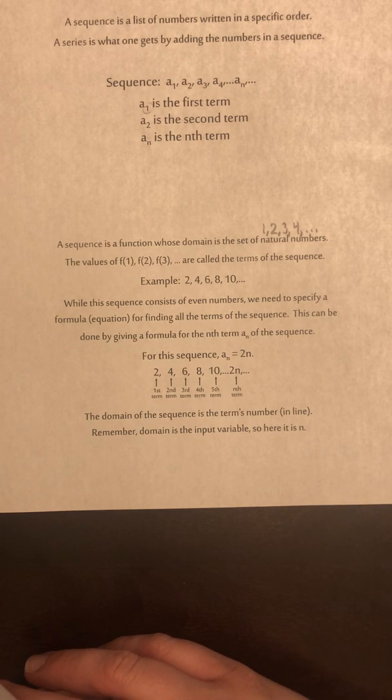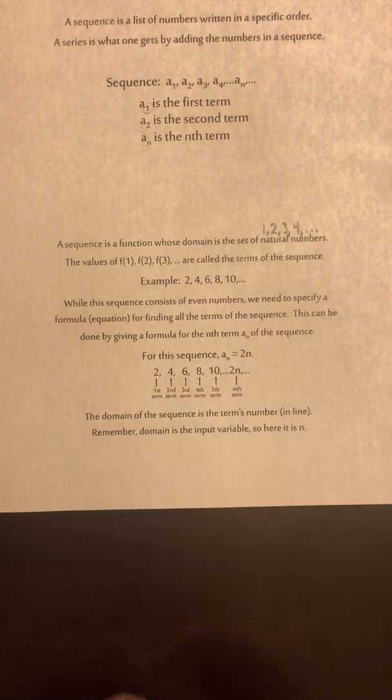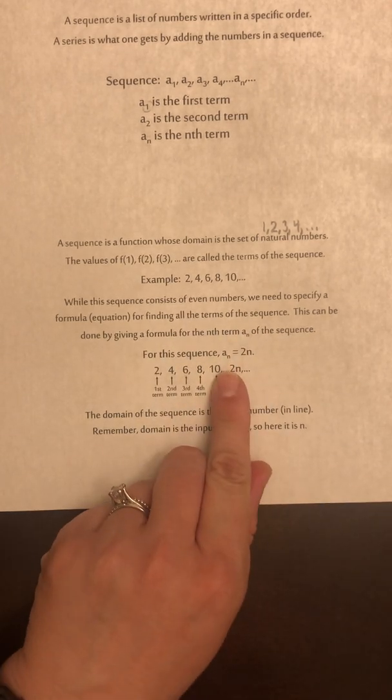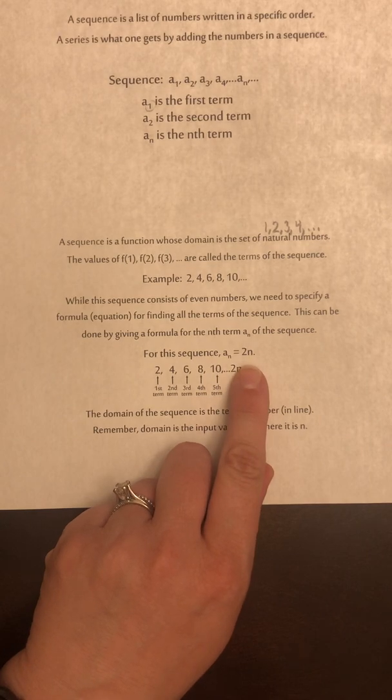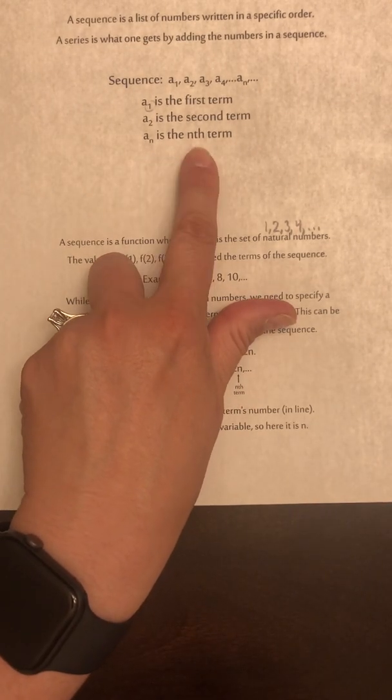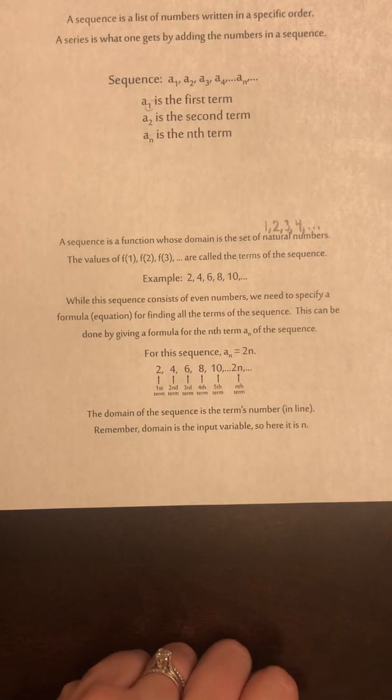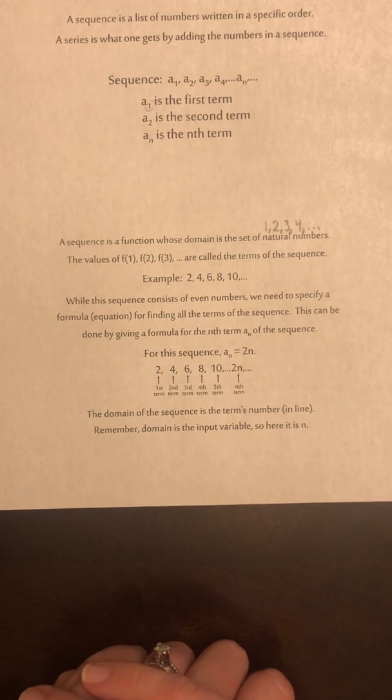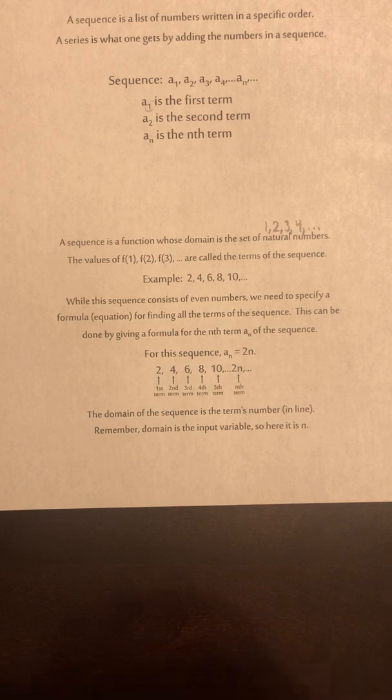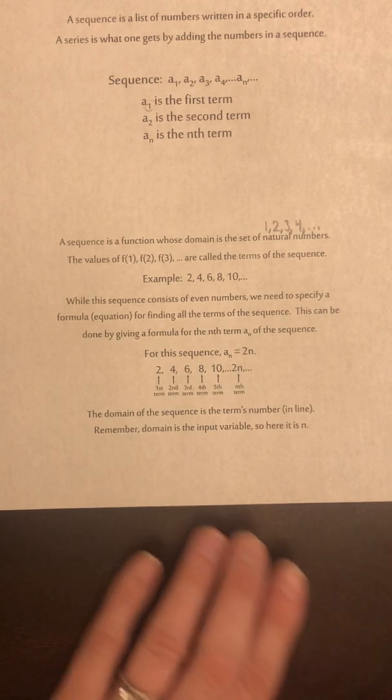This can be done by giving a formula for the nth term, which we call a sub n, of the sequence. So for this particular sequence, since it's even numbers, it would be a sub n equals 2 times n. Now what does n represent? Remember we said that n represents the number of the term that you want. That's otherwise known as the domain. So if I want the fourth term, then n is 4. If I want the 20th term, then n is 20. So that n represents the domain.